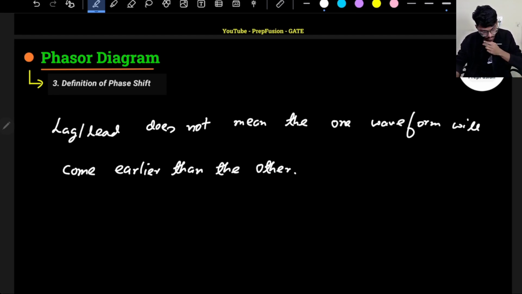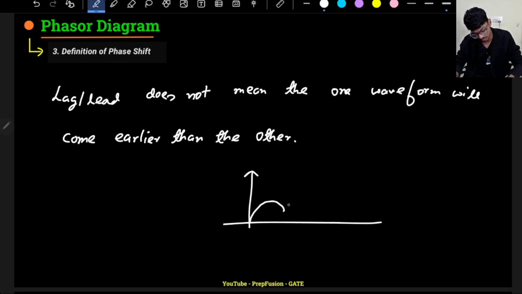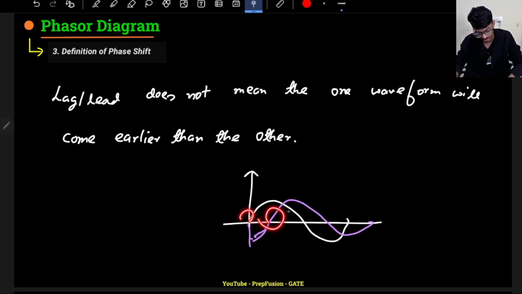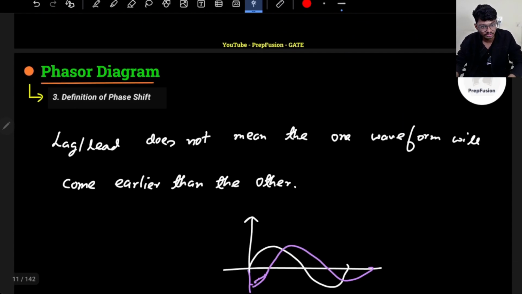So just be careful, because many students have this misconception. Let's say I have applied a voltage only, and if I say the current is lagging the voltage, they understand that my current waveform will start from here. Before this I don't know what is happening, but the current waveform will start from here. No, it is not the concept. The concept is both waveforms will start from 0 only, the same point only, but just when the zero crossing points or the peak comes, that is different. That I have described here only. Okay, I hope now you have understood the concept of phase shift.